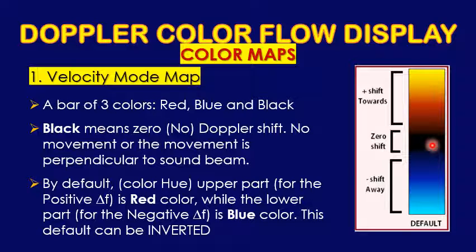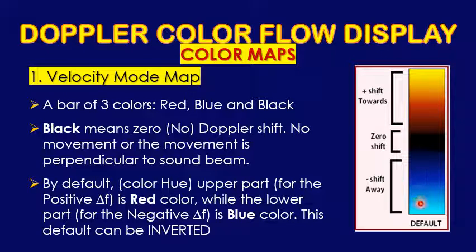Okay, so by default, the upper part of the map contains the red color and its different hues. For example, you have dark red, mid red, light red, and then you might go to orange and then yellow sometimes. The farther I go from the black, the higher velocities I'm displaying. So this upper part of the map displays the flow toward the transducer with different velocities. A lower velocity toward the transducer will be here. If we have a higher velocity toward the transducer, we'll get the yellow color.